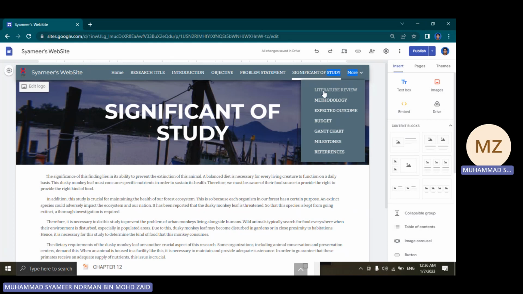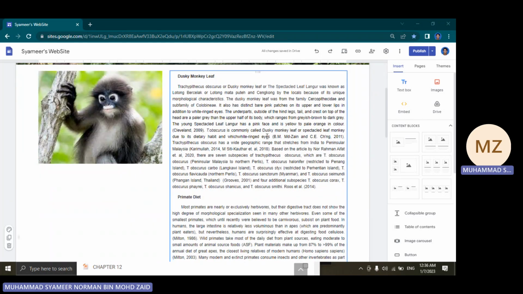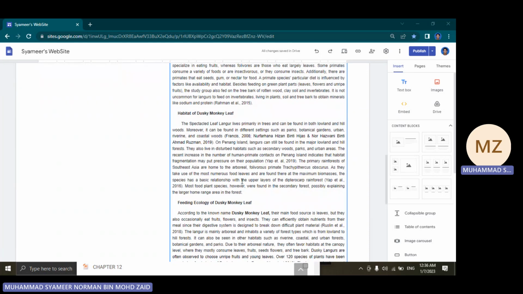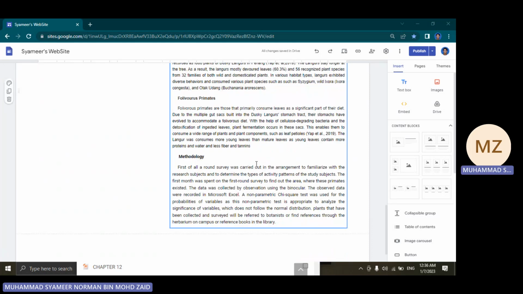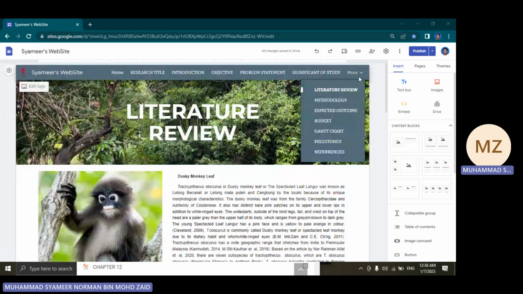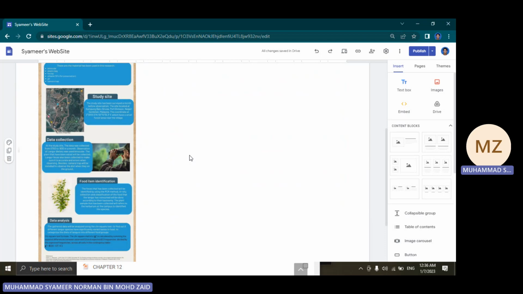Next, we move to my literature review. So I talk about the dusky leaf monkey, primate diets, habitat, the feeding ecology of the dusky leaf monkey, then folivorous primates, and the methodology that I use in this research. So these are the four methods that I use, which are study site, data collection, food item identification, and data analysis.